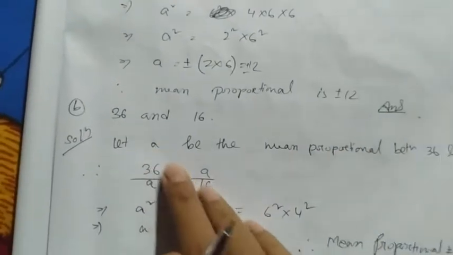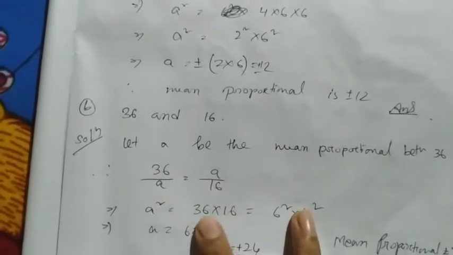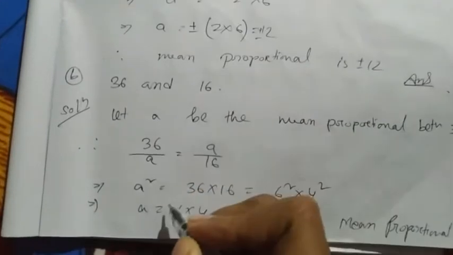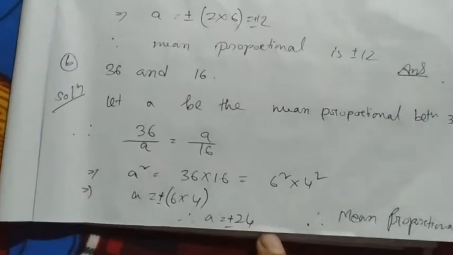Similarly, 36 and 16 are given, you have to find the value of the mean proportion. So let A be the mean proportion. So 36 by A equals A by 16. So A square equals 36 into 16, which is nothing but 6 square into 4 square. So A will be equal to plus minus 24.